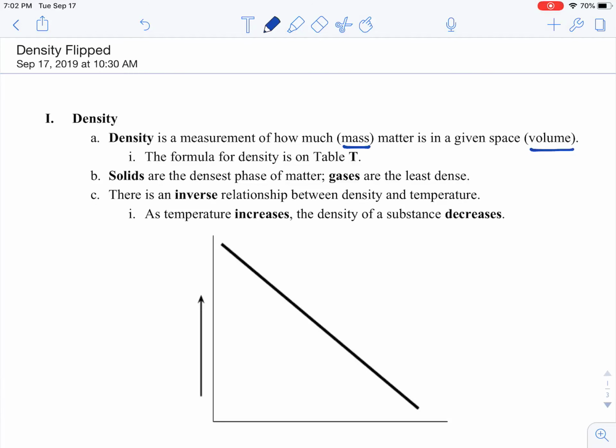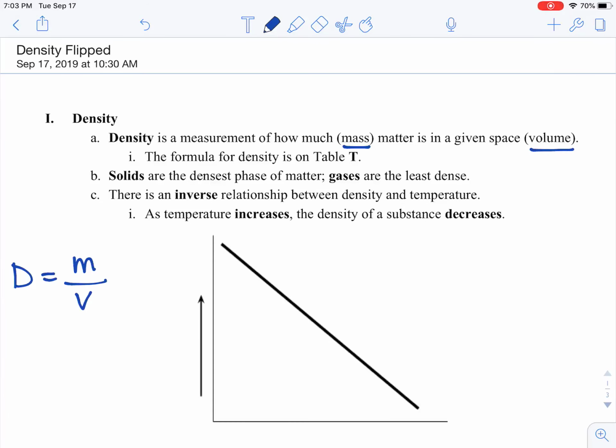Density changes depending upon the circumstance, particularly with respect to temperature, and we'll talk about that more in a moment. The formula for density, which is density equals the mass of the substance divided by its volume, can be found on table T of the reference table and needs to be memorized as part of the formulas that we hold in our minds.